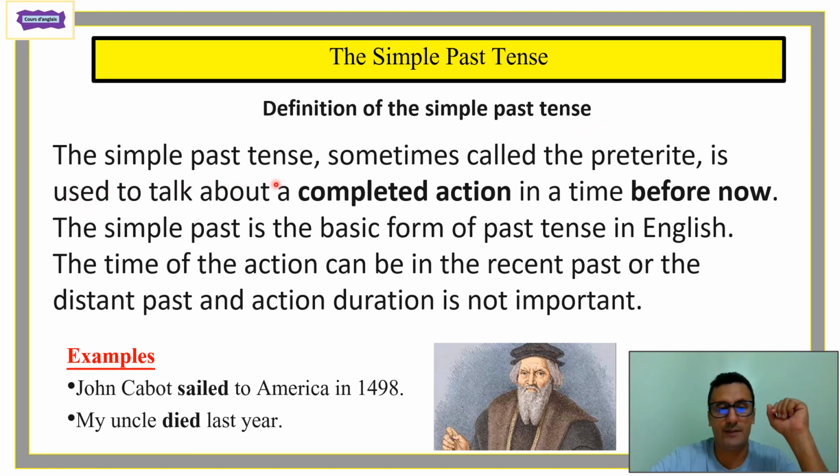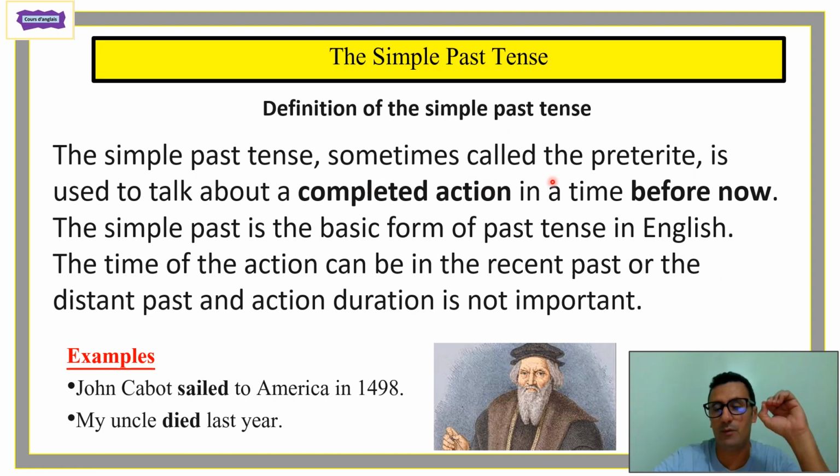The simple past tense, sometimes called the preterite, is used to talk about a completed action in a time before now. The simple past is the basic form of past tense in English. The time of the action can be in the recent past or the distant past, and action duration is not important.